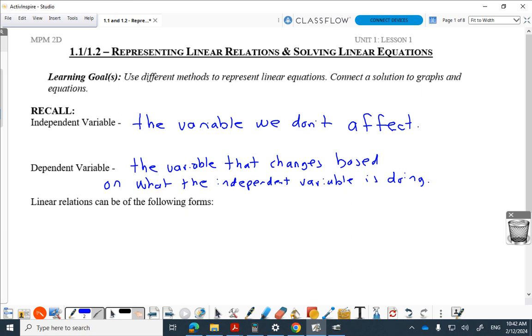Let's go to chemistry class. Let's say you've got a solution on the Bunsen burner. You're letting it heat up to see what happens. The temperature will depend on the time. After a minute, the temperature of the solution will be higher. See, it depends on how much time has passed. It's dependent.